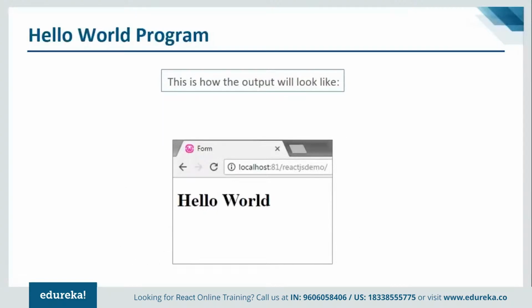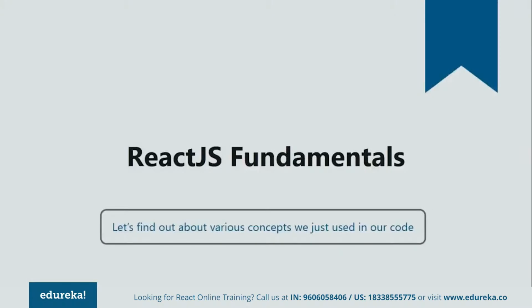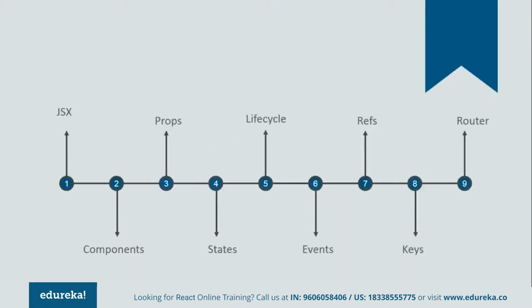Since we are done with our first program, let's now find out the various fundamental concepts working behind it. Here, first we'll understand what is a JSX file and how it is used. Then we'll learn about the component and its different forms. After this, we'll find out what are props followed by the states. Then we'll have a quick look at different phases of the component lifecycle. Next, we'll learn about React events and how they are triggered. After this, we'll see what are references and keys and understand their importance in React. Finally, we'll understand what is React Router and then we'll proceed to our demo. So without wasting any more time, let's take up our very first topic, that is the JSX.